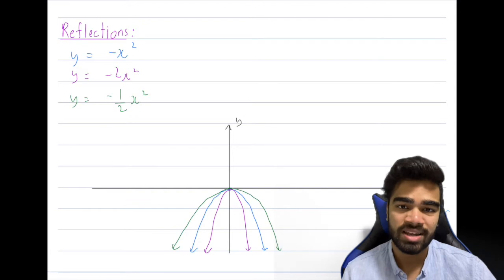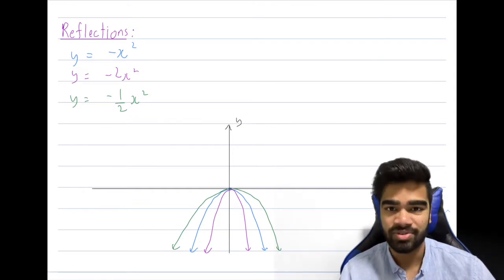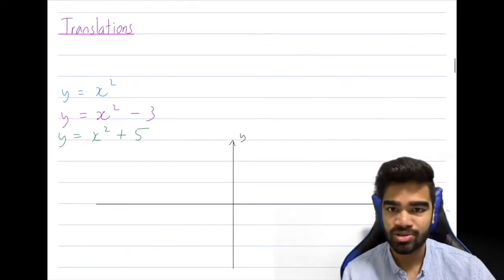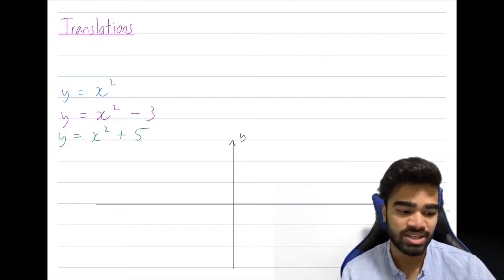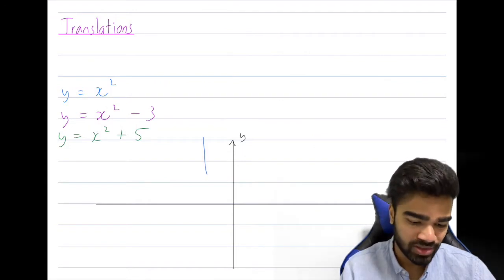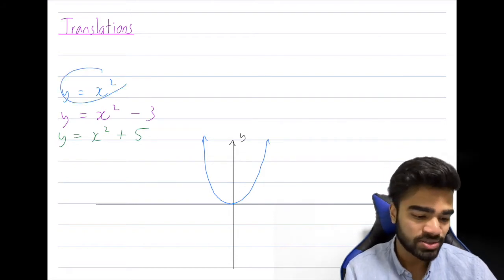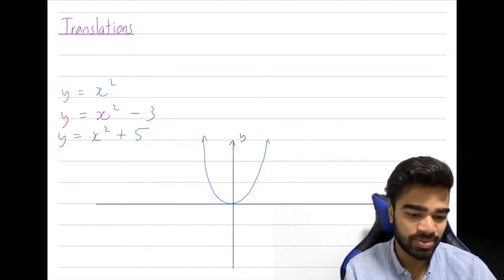When we start doing the lesson on transformations, you will understand more why this is happening. But let's keep going. The last transformation is called translations. Translations are basically moving the graph around. Dilations was squishing, reflections was flipping, and I like to think of this as moving. Again, y equals x squared, the same graph we learned so far.